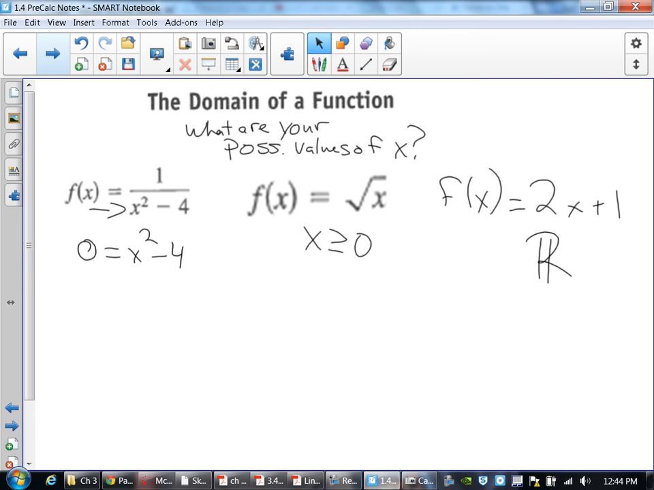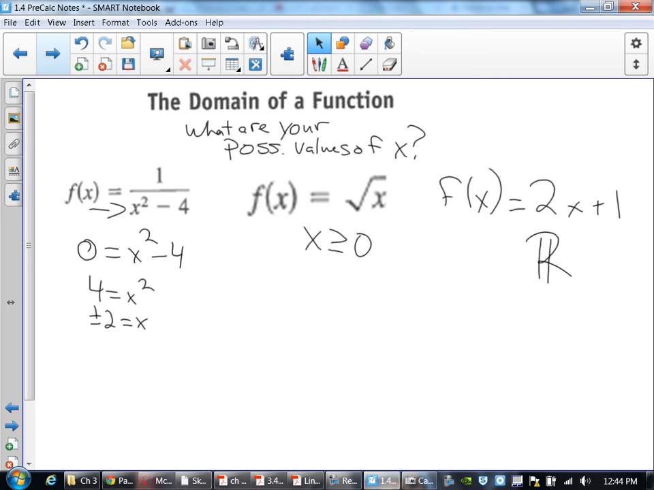Okay? Why are you doing that? Can you divide by 0? No, that's why. So you add 4. So x can't be plus or minus 2.